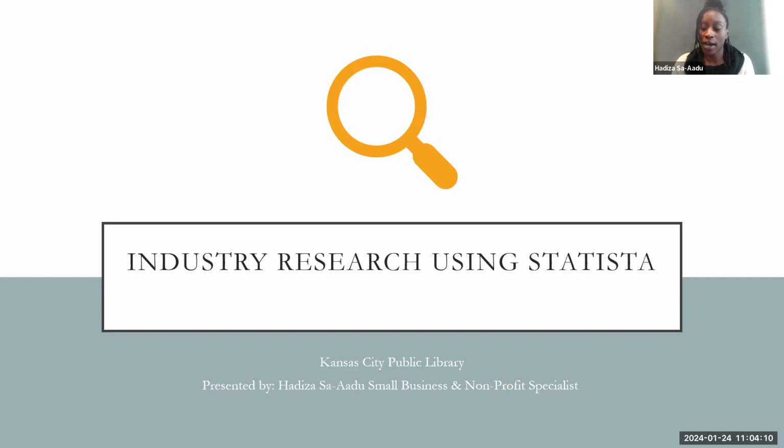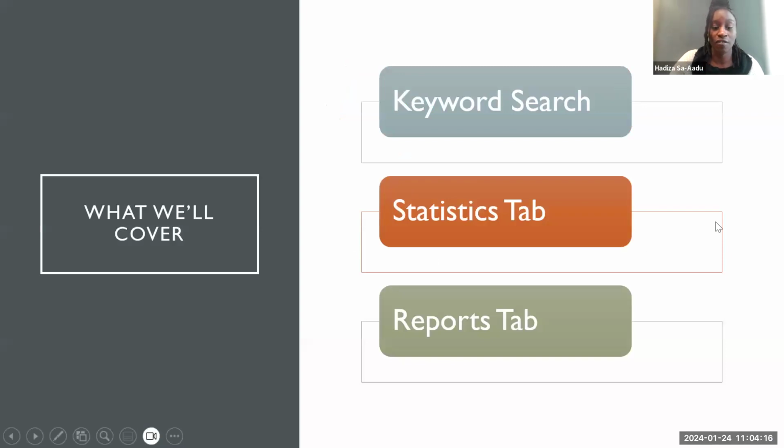So what we're actually going to get into today: we are going to start off in Statista by using a keyword search to see how information is displayed and how we can sift through information and refine a research topic pertaining to the consumer electronics industry. After we play around in the keyword search, we're then going to use the statistics tab to sort through information that pertains to the consumer electronics industry or technology industries. And then we're going to see what that looks like using the reports tab.